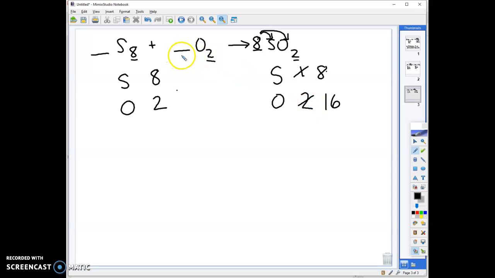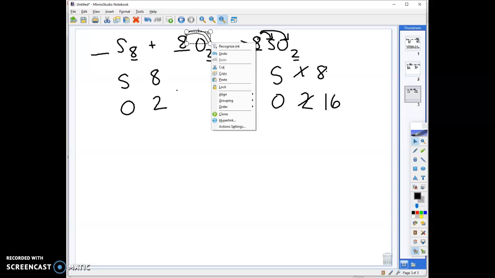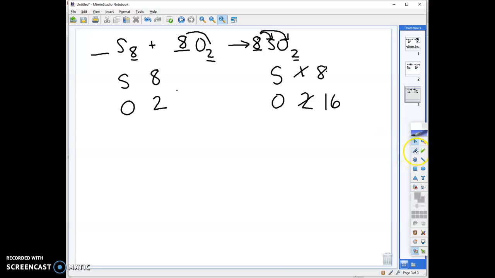So now I have to come over here. On my reactant side, I see I have a subscript of 2. I need a total of 16. So what do I have to do to get from 2 to 16? I have to multiply by 8. So I'll put an 8 here, and then I multiply the 8 times the 2 of the subscript here. Okay, so 8 times 2, and now I have 16. So I had to add an 8 in front of my O2 and an 8 in front of my SO2 to get to a balanced equation.